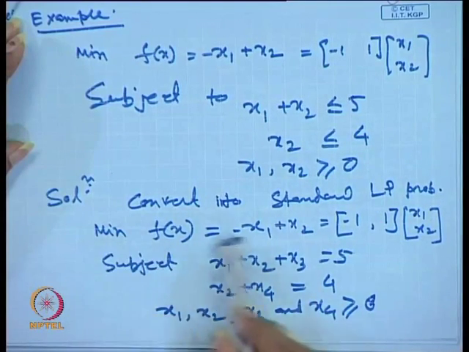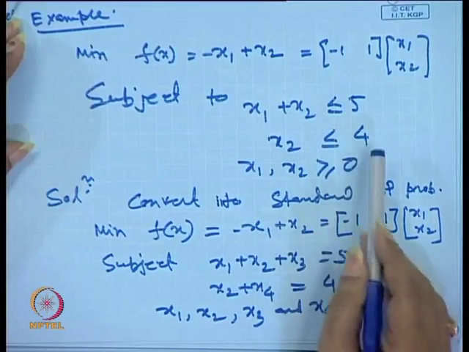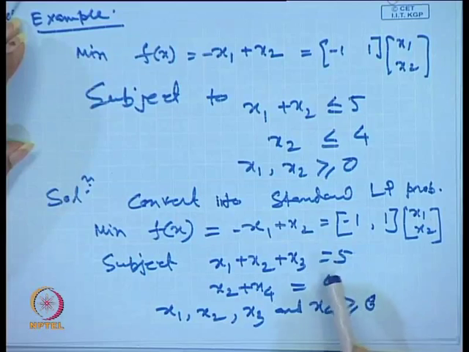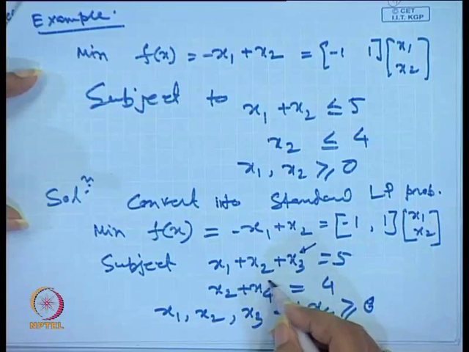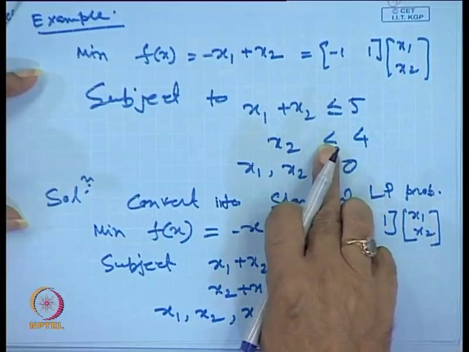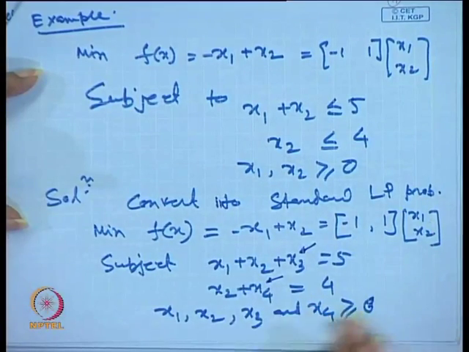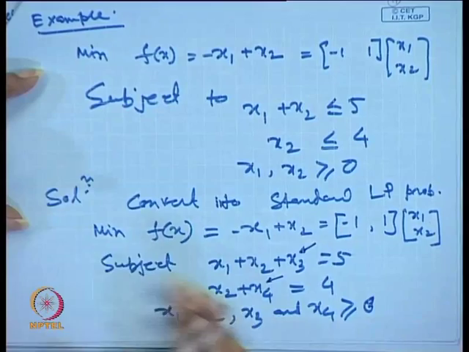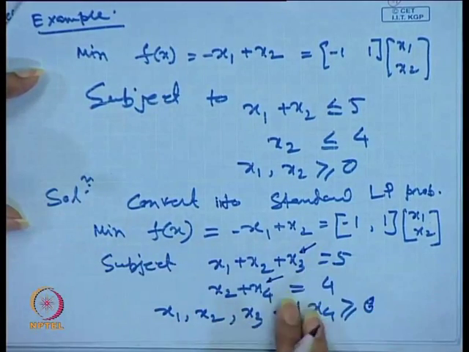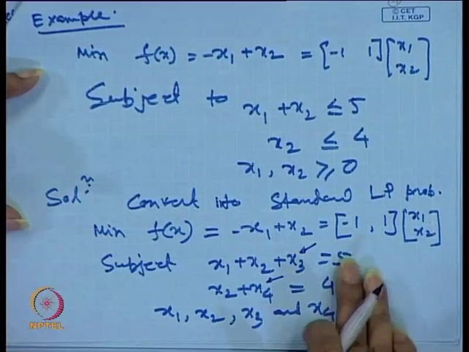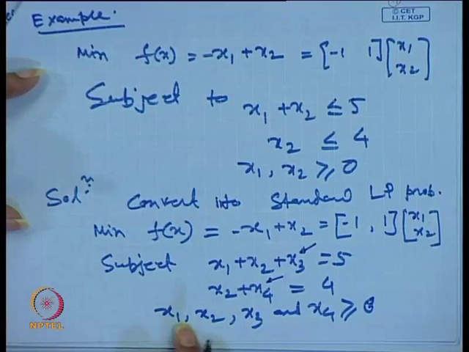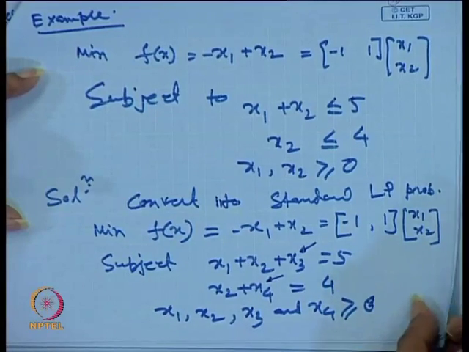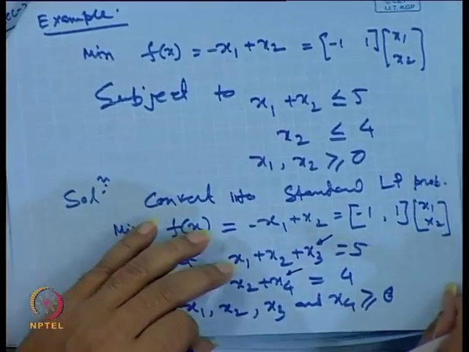What is the standard LP problem? The inequality sign is converted into an equality sign by introducing a new variable x3, which is an artificial variable, and x4, another artificial variable in the second equation. So our problem is now to solve this linear objective subject to equality constraints, and the right hand sides of these equality constraints must all be positive, and all the variables x1, x2 and the artificial variables x3 and x4 are greater than or equal to 0. So, the first step is to convert to a standard LP problem.